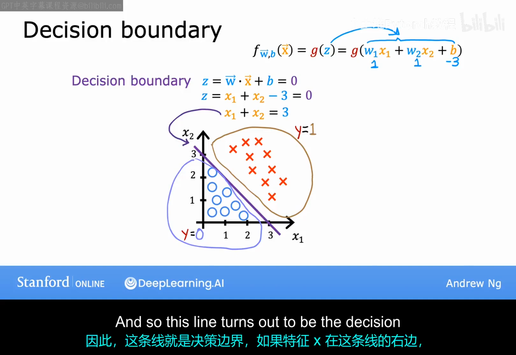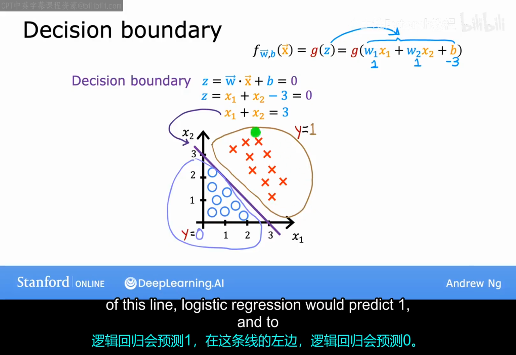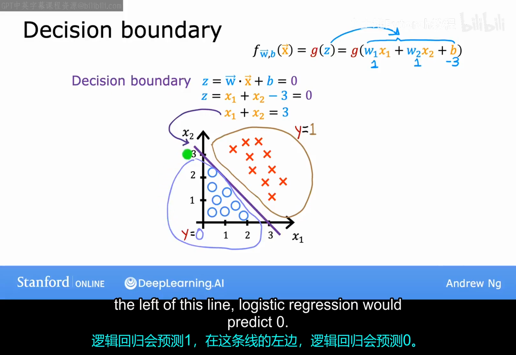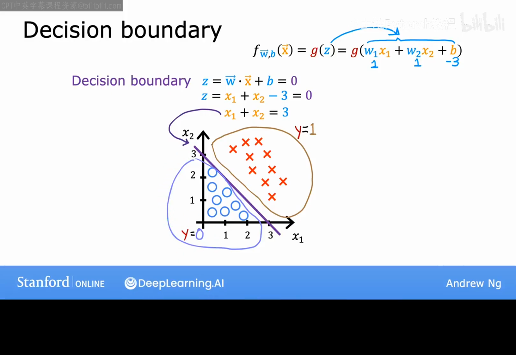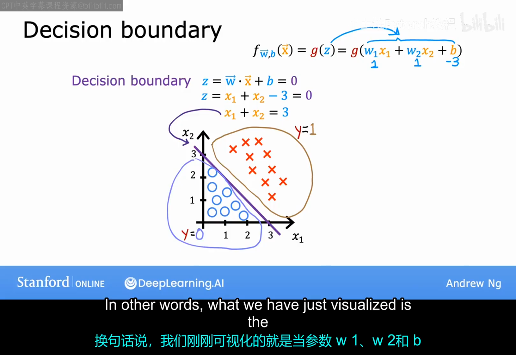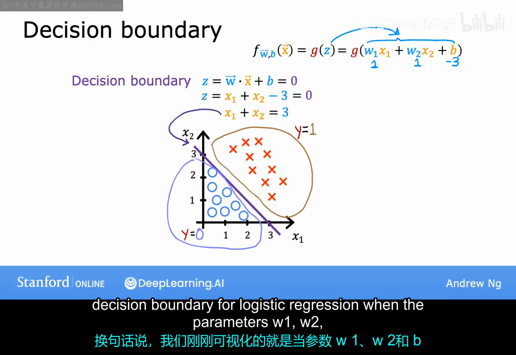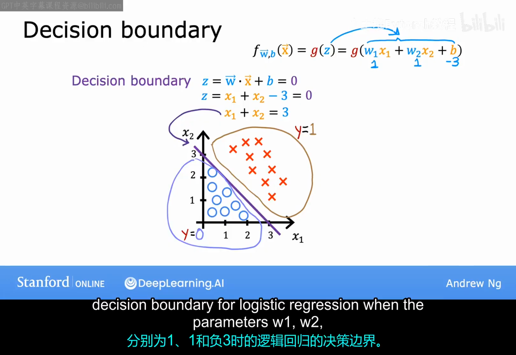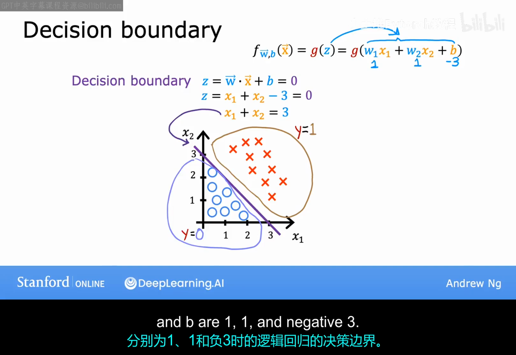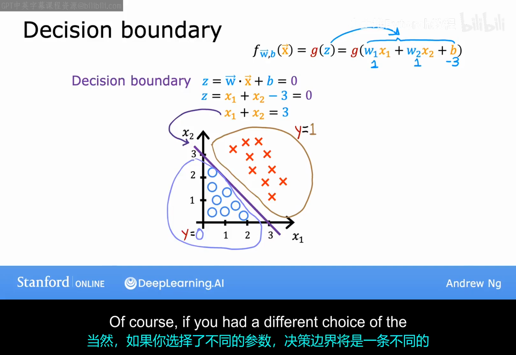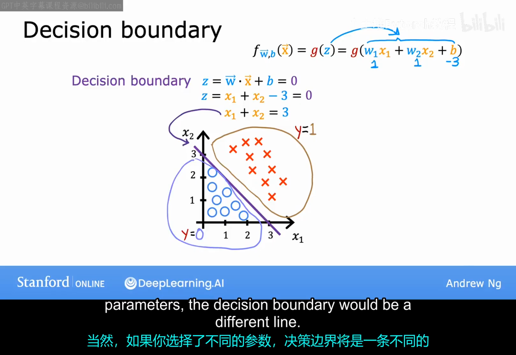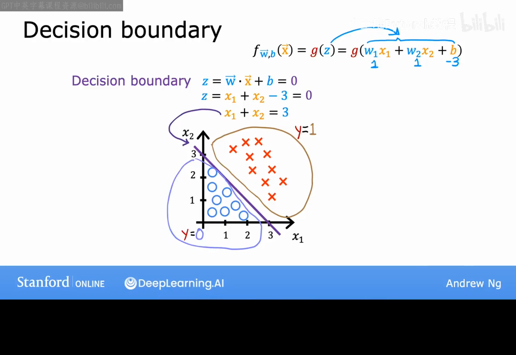And so this line turns out to be the decision boundary, where if the features x are to the right of this line, logistic regression would predict 1, and to the left of this line, logistic regression would predict 0. In other words, what we have just visualized is the decision boundary for logistic regression when the parameters w1, w2, and b are 1, 1, and negative 3. Of course, if you had a different choice of the parameters, the decision boundary would be a different line.